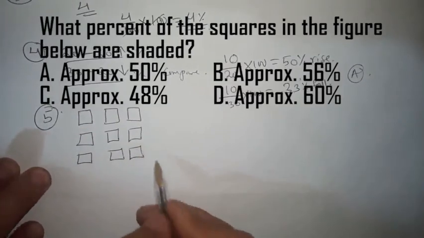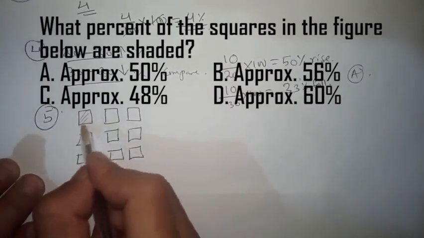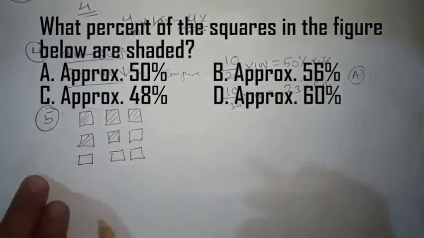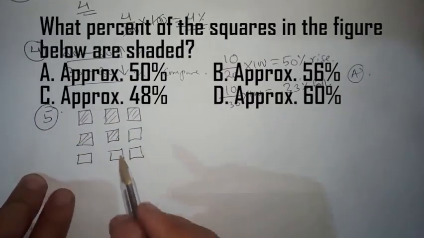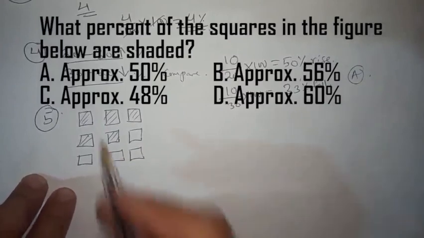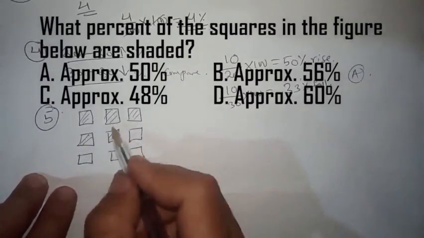There are 9 squares, and 5 of them are shaded. What portion of the squares in the figure below are shaded?